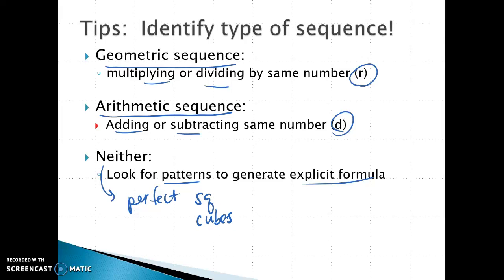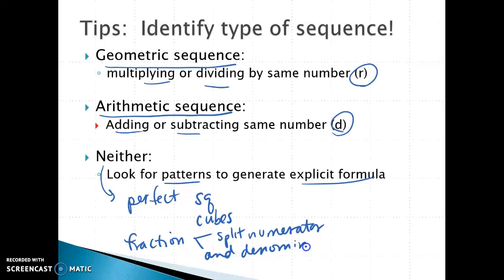Another time when we have a neither is when we have a fraction and we write one formula for the numerator and one formula for the denominator. So when we have a fraction, we split the numerator and denominator, and then treat each of those separately as we create our formulas.